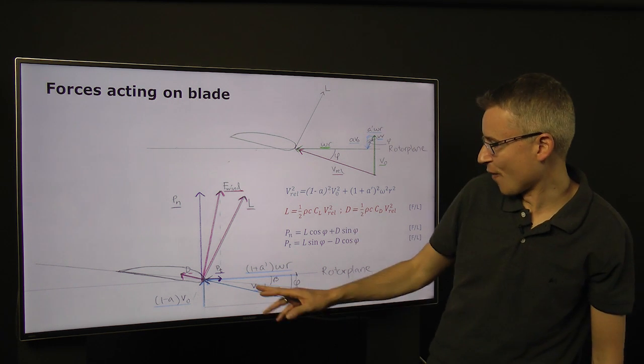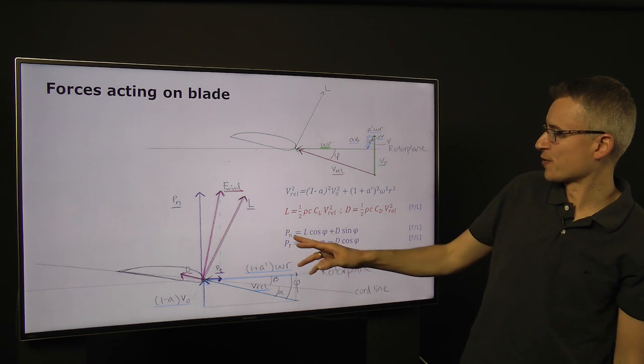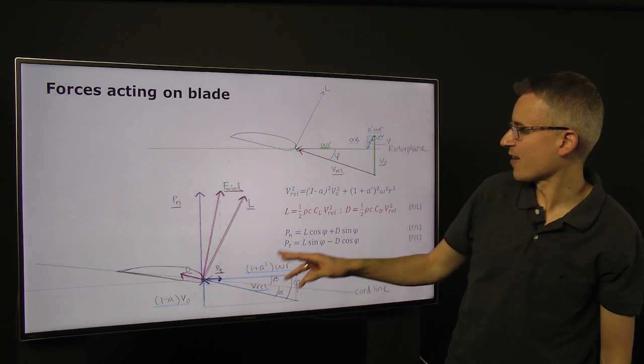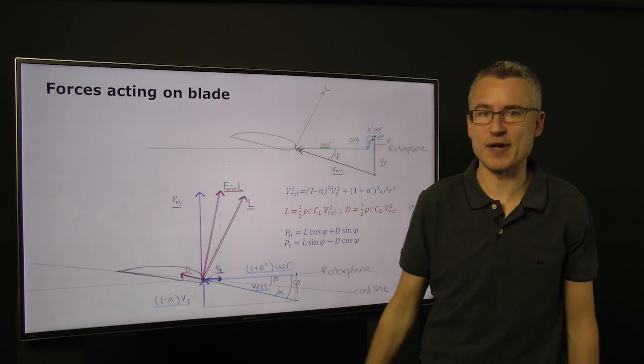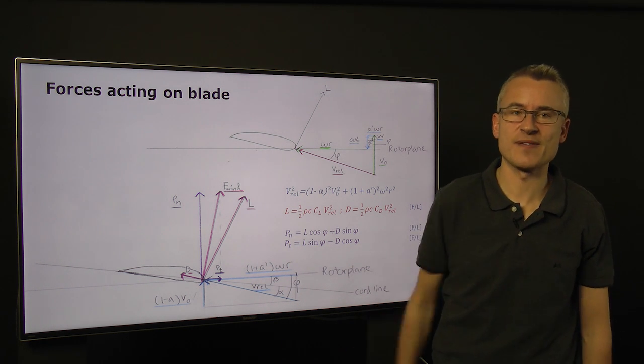Now, since we know the flow angle phi, we're also able to project lift and drag onto the normal and tangential direction, and that gives the expressions for the forces that drive the rotor around.